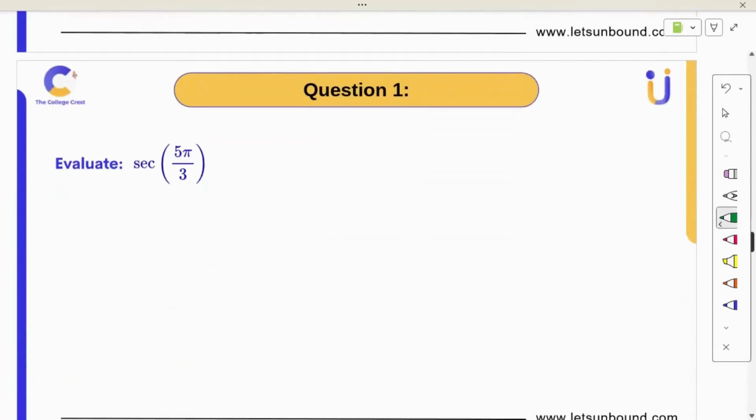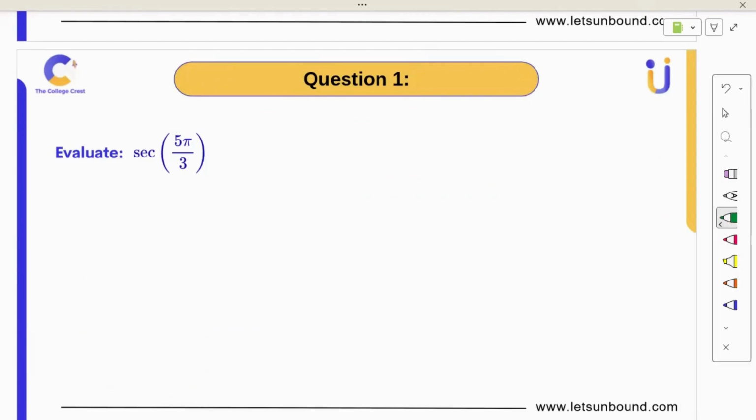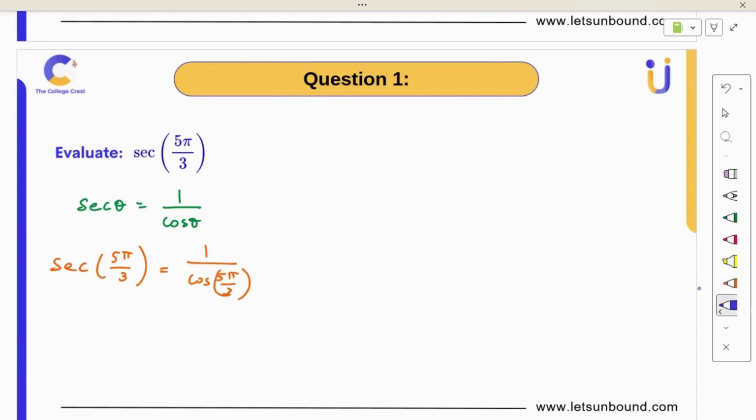Just pause the video and observe this. Now, let's solve some questions. Evaluate secant 5 pi by 3. So let's start. First, whenever you see the secant, cosecant, and cotangent, you can just convert into the three main forms, sine, cos, tan. So secant theta is 1 by cos theta, right? So secant 5 pi by 3 is 1 by cos 5 pi by 3. Now, I should evaluate cos 5 pi by 3. In which quadrant 5 pi by 3 lies, we should find it.